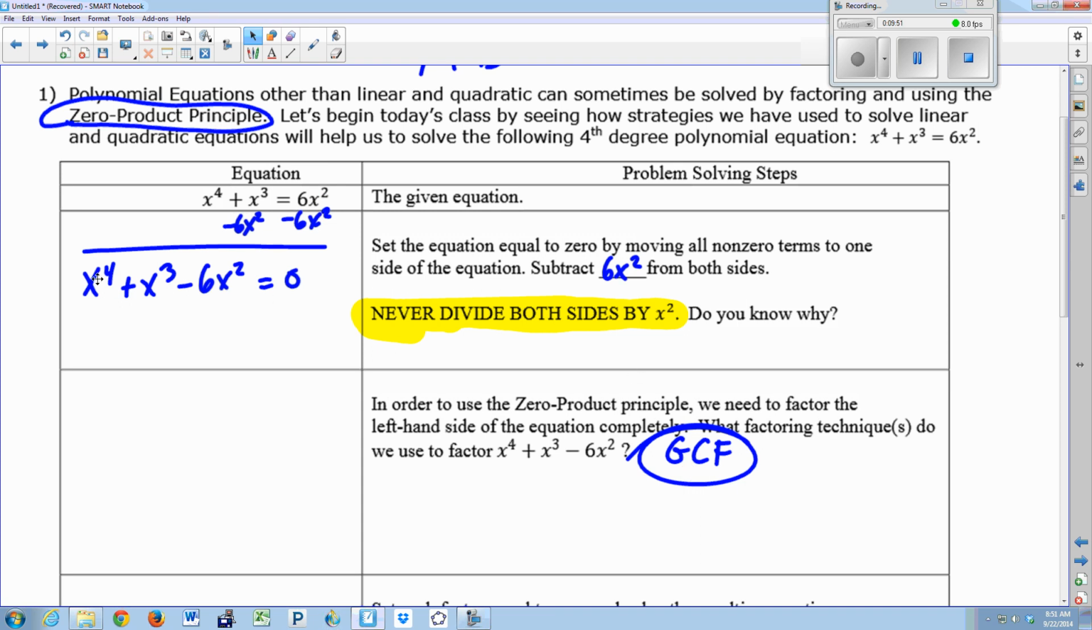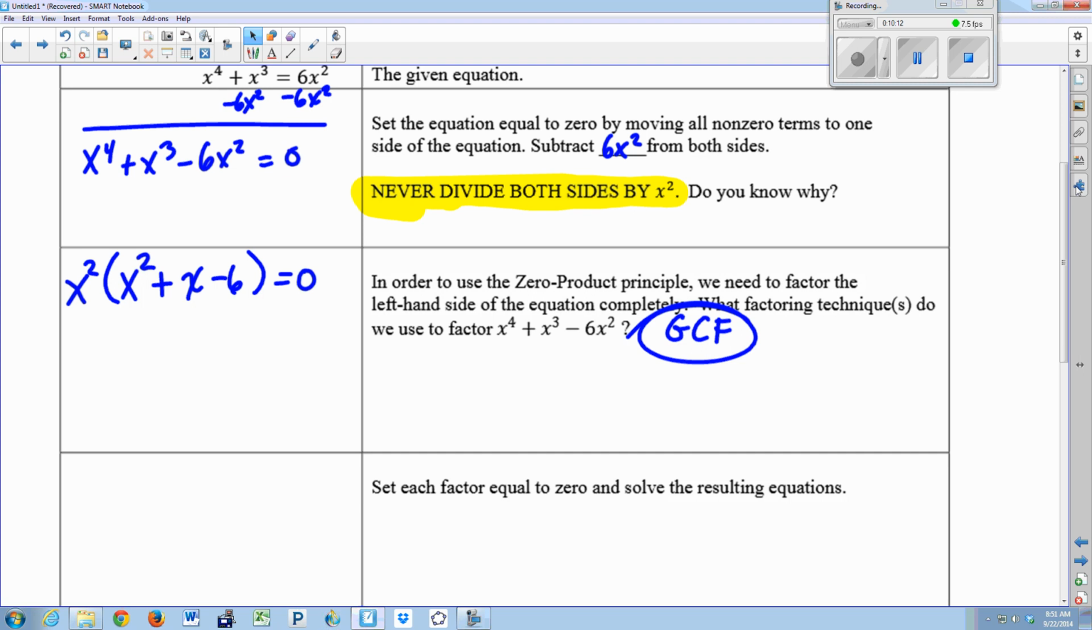So what is the greatest common factor of the expression on the left-hand side? x squared, okay? And what we have left here is x squared plus 1x minus 6 equals 0. Whoo, you say, that looks a little bit better.